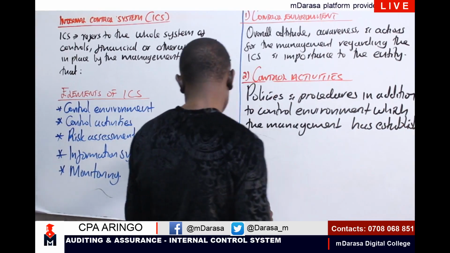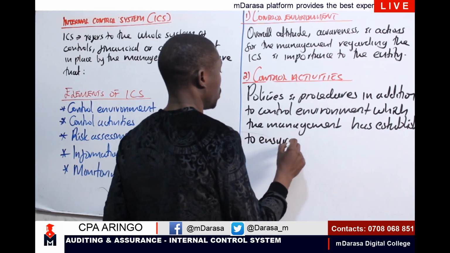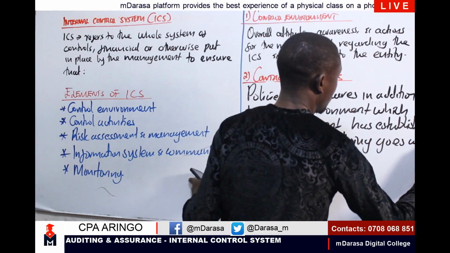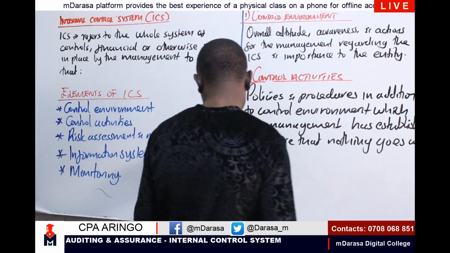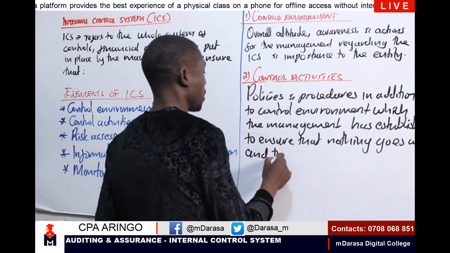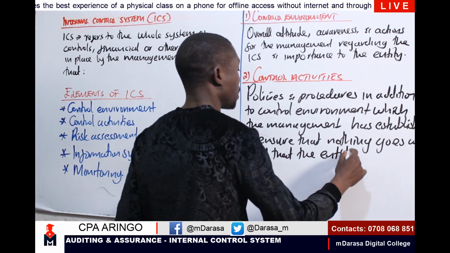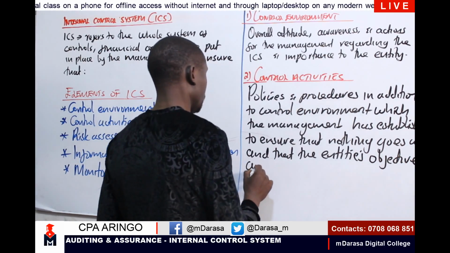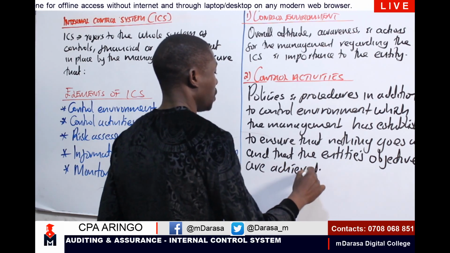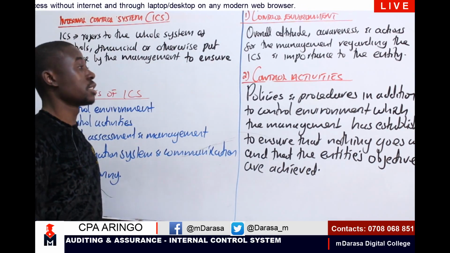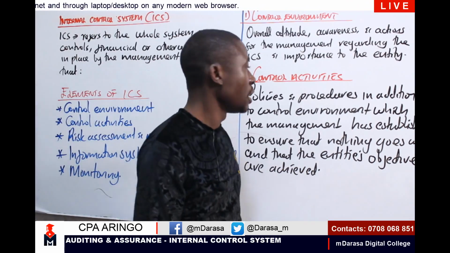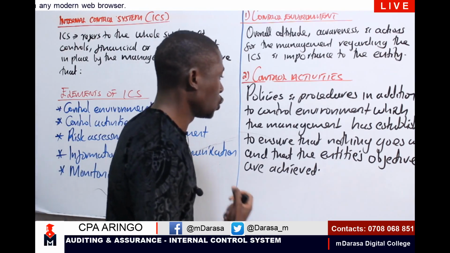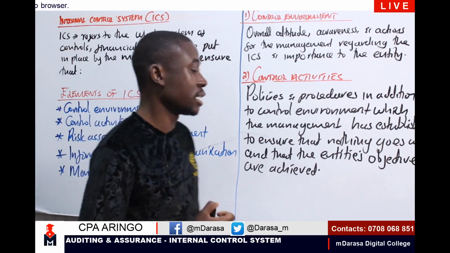This refers to policies and procedures to ensure that nothing goes wrong, and that the entity's objectives are achieved. Very important to note that control activities, remember, is much different from the environment that we've created, right? Control activities, basically, you're looking at policies and procedures in addition to the control environment, which the management has established to ensure that nothing goes wrong and that the entity's objectives are achieved.